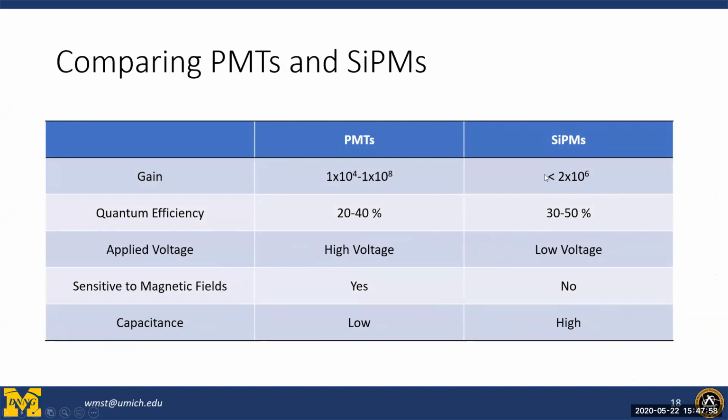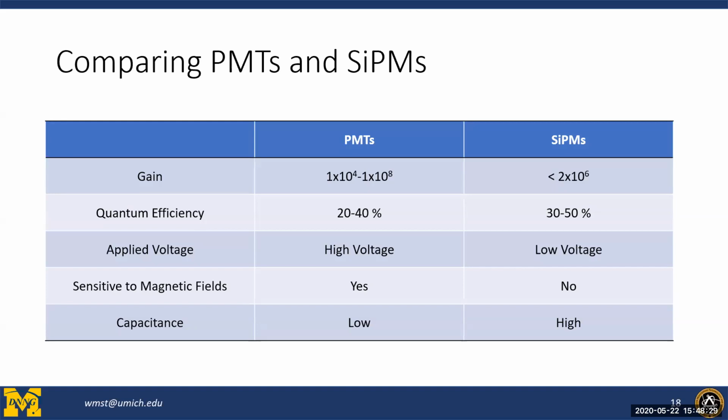SiPMs tend to have a lower highest gain, but that is something they're working on. Something to note is that generally the quantum efficiency of SiPMs does tend to be a little bit higher, and that I know is something they're working on to push the boundaries of. In terms of applied voltage, again, this is an engineering application. PMTs take high voltage. A nice thing about SiPMs is that they take low voltage.